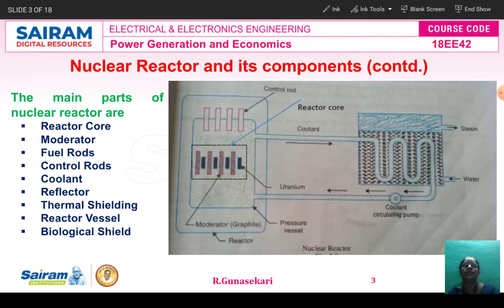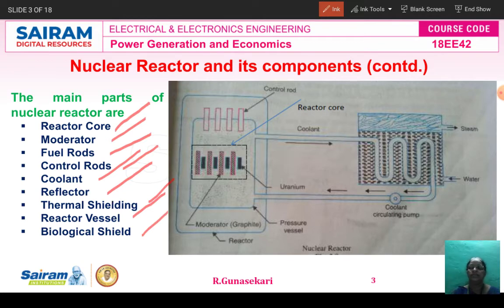Now you see the diagram. This is the nuclear reactor diagram. The nuclear reactor consists of the reactor core, moderator, fuel rods, control rods, coolant, reflector, thermal shielding, reactor vessel, and biological shield. Now you see this is the nuclear reactor portion.